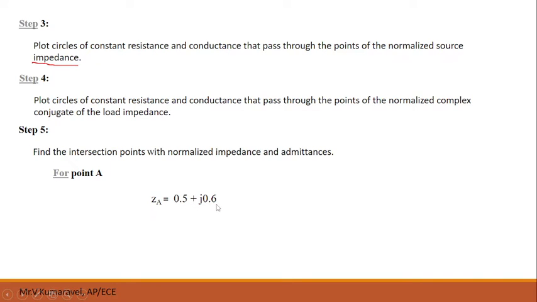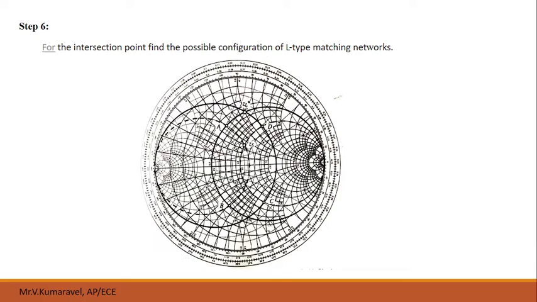For this impedance, the next step is we need to find the admittance. So YA equals 1 by ZA, that is 1 by 0.5 plus j 0.6. It is multiplied with the complex conjugate in numerator and denominator. So we will get the admittance at point A as 0.8 minus j1. Now let us proceed. This is how your chart will look like.